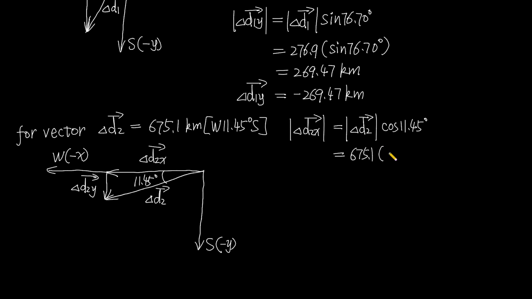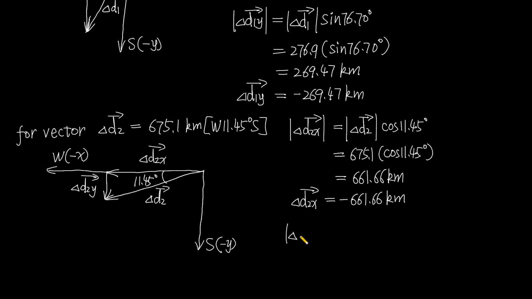675.1 multiplied by cosine 11.45 degrees, and this equals 661.66 kilometers. So the vector delta d2x is negative 661.66 kilometers. It's negative because its direction is negative x.